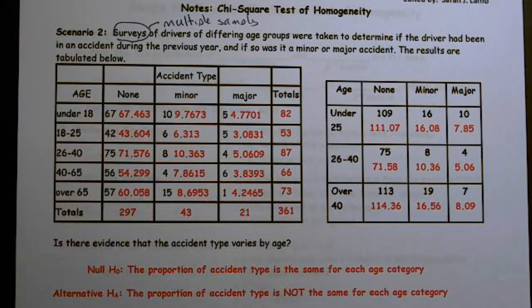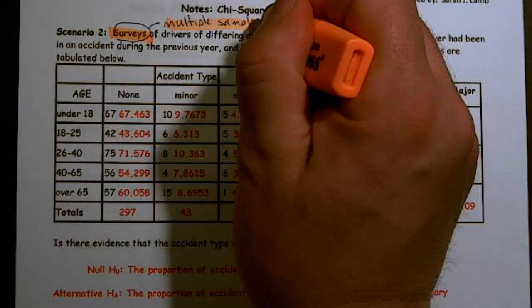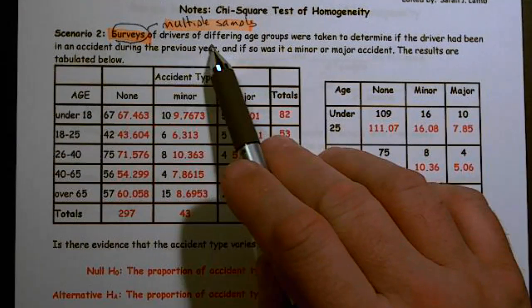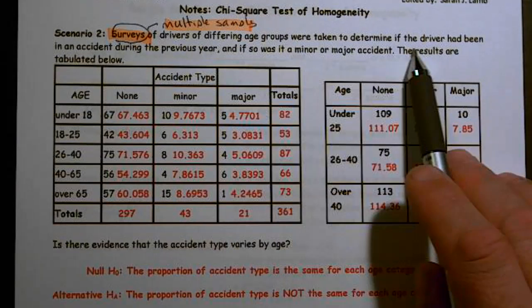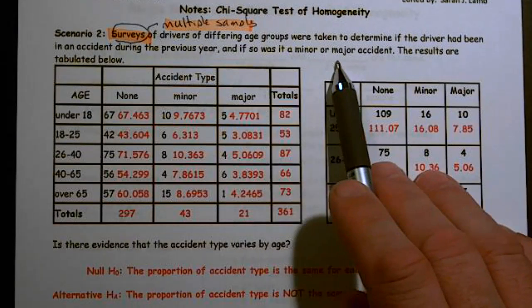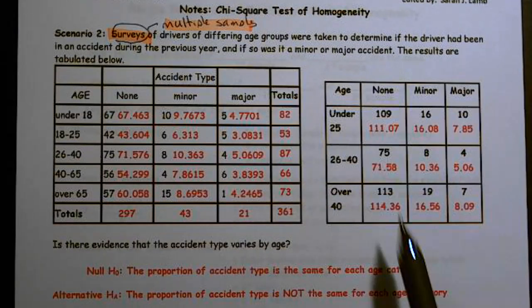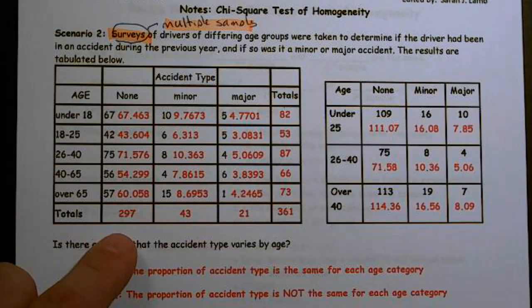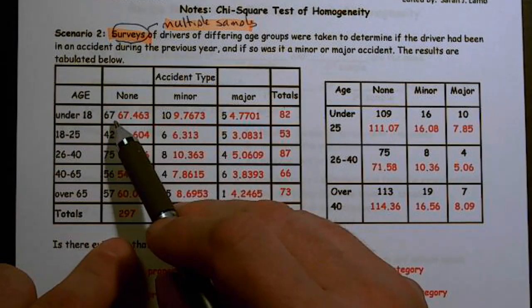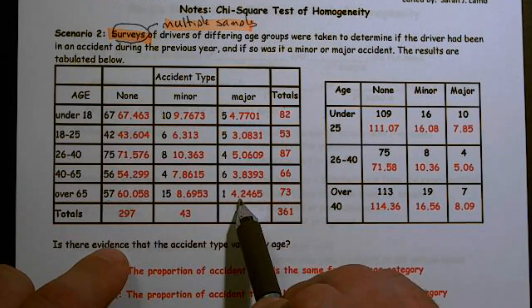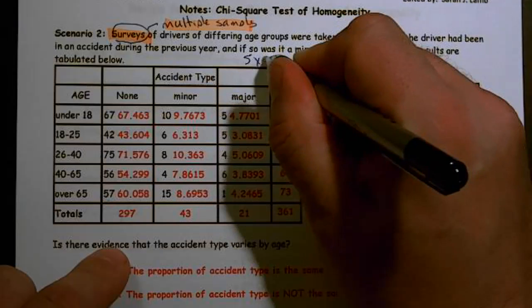So surveys, and they tell me that we have multiple samples. If I have multiple samples, I'm thinking this is a chi-square test of homogeneity right there. Samples of drivers of differing age groups were taken to determine if the driver had been in an accident during the previous year, and whether it was a minor or major accident. The results are tabulated below. Normally we would just go this times this divided by that, and plug that into the matrix. So we have 1, 2, 3, 4, 5 rows and 1, 2, 3 columns. So this is a 5 by 3 matrix.